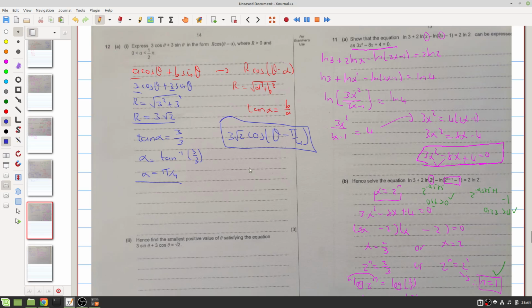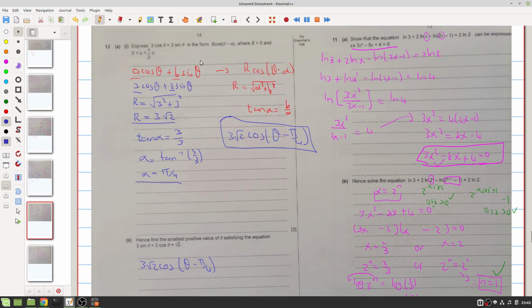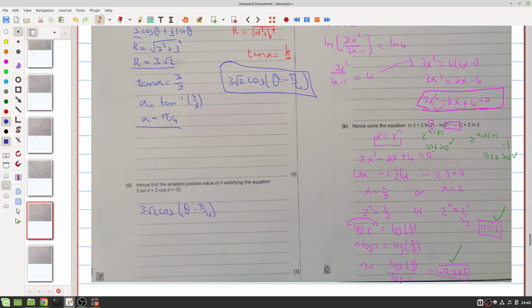Hence, again we can use our previous result. Find the smallest positive value of theta which satisfies this equation. We know this whole equation can be rewritten as 3 root 2 cos(theta minus pi over 4) equals square root 2. So this whole thing can be rewritten as this part, and then equals square root 2.